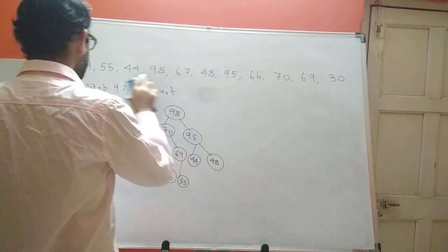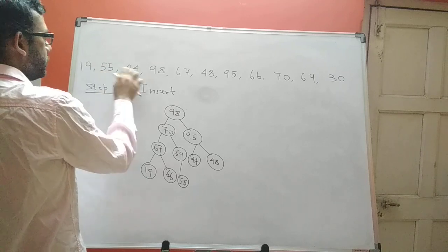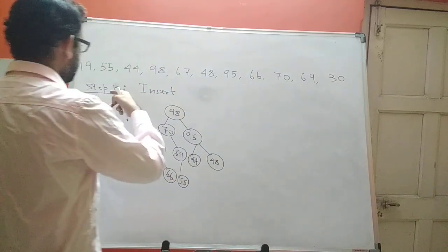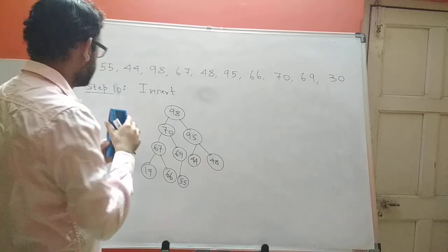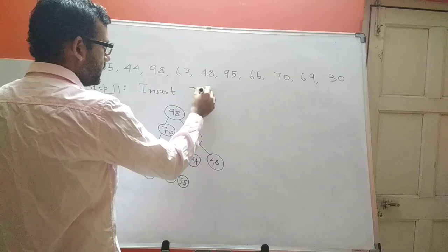Last element that I need to insert is 30. So there are 10 elements, right? 1, 2, 3, 4, 5, 6, 7, 8, 9, 10, 11. I think the step numbers, somehow I missed something. So you kindly make the correction. This is step number 11, where I have to insert 30.